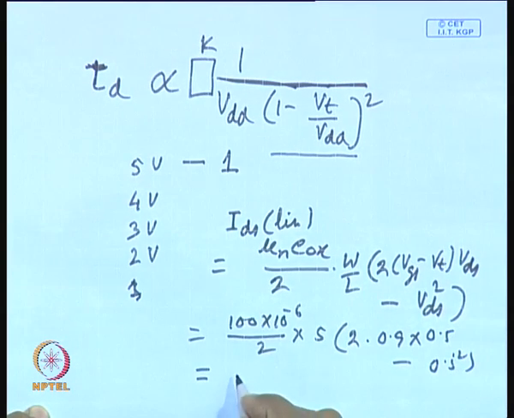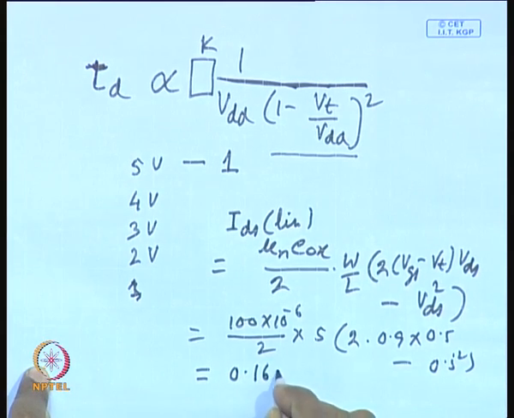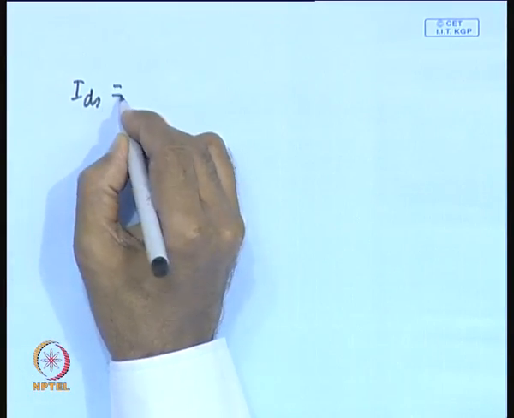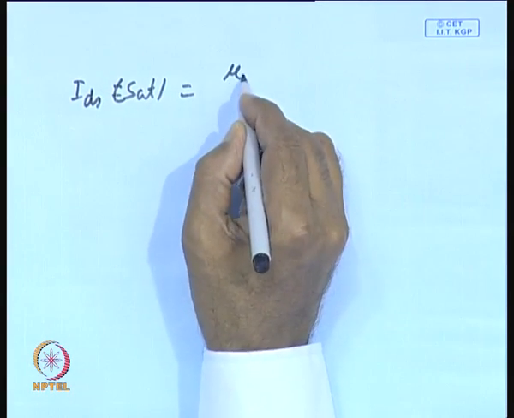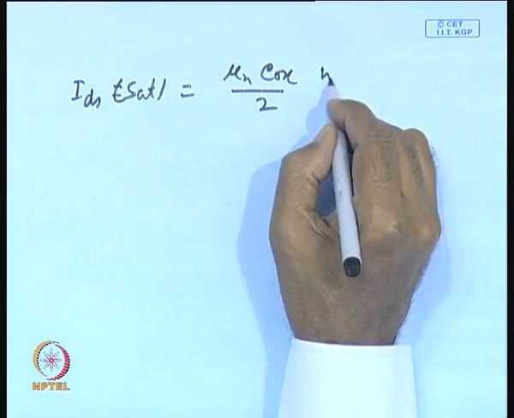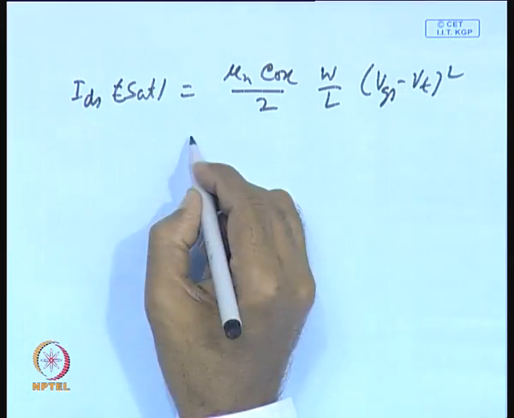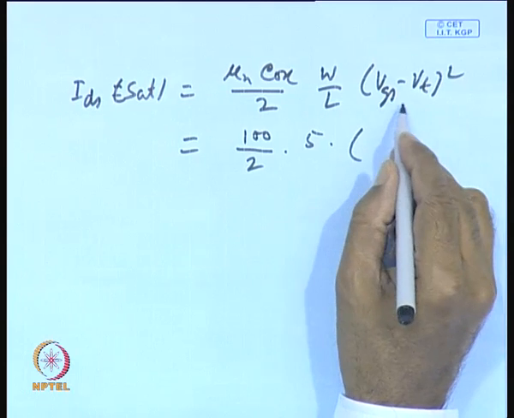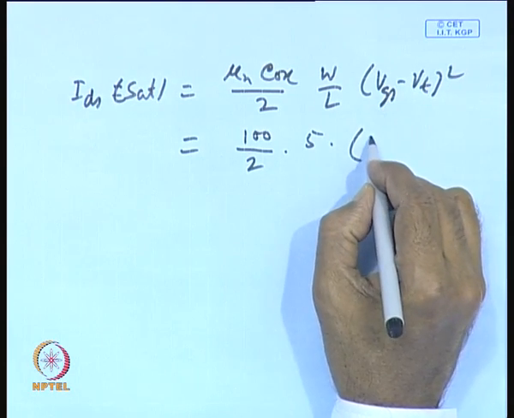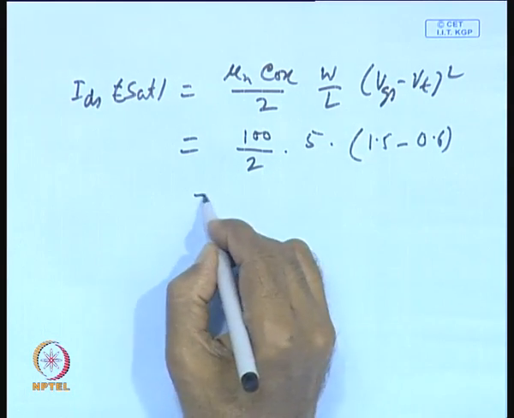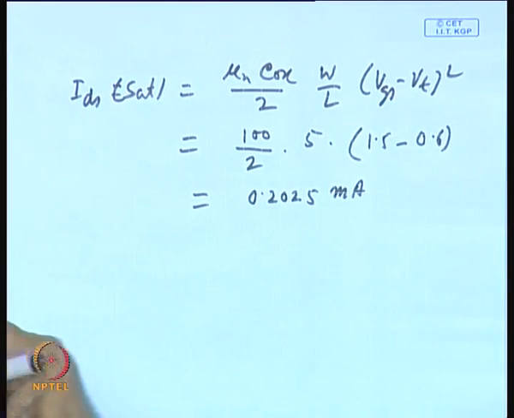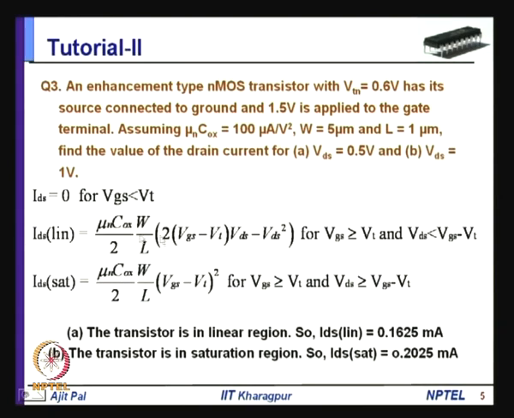So, if you solve this equation, you will get 0.1625 milliampere. In a similar way, you can find out the current in the saturation region. In that case, IDS saturation is equal to mu n COX by 2 W by L and then VGS minus VT whole square. So, in this case, it is 100 by 2 into 5 into VGS minus VT, VGS is equal to 1.5 minus 0.6. So, that will give you 0.2025 milliampere. So, these are the two drain currents in two different regions, linear region and saturation region.